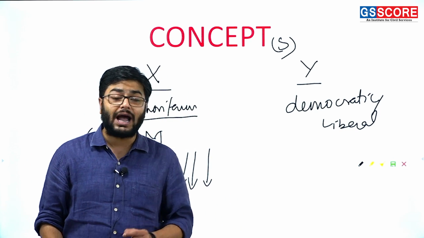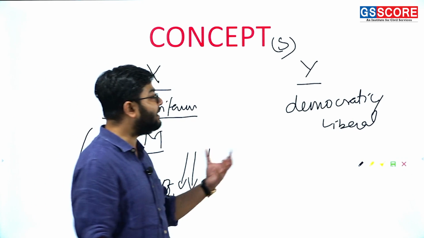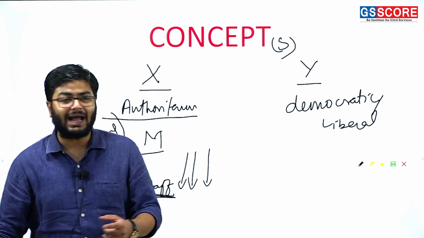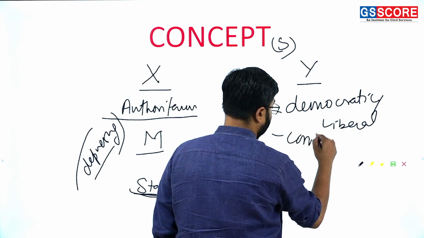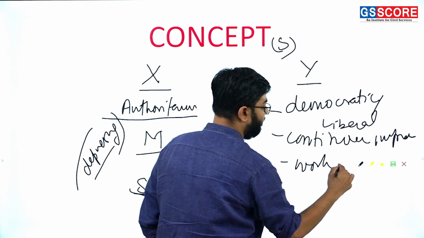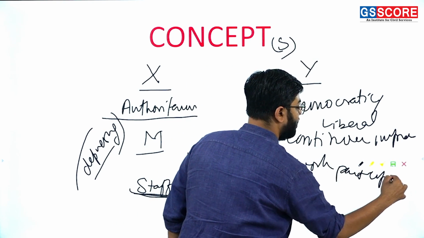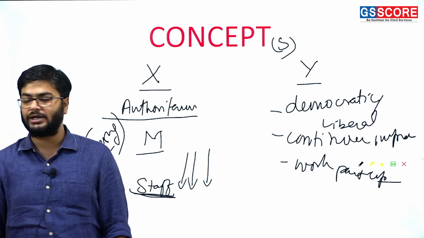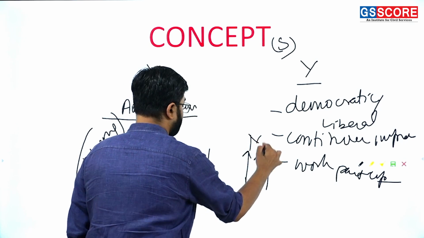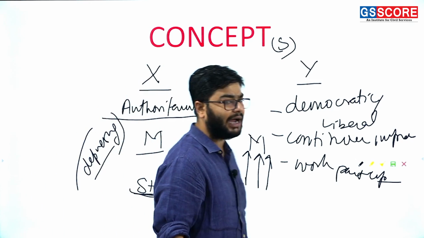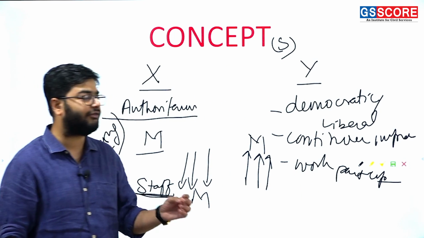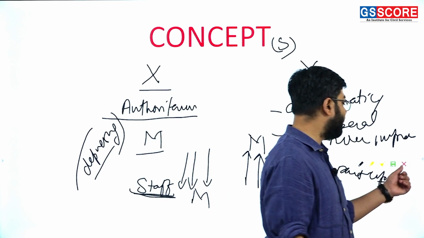Whereas if you look at Theory Y, it is far more democratic, far more liberal, and a continuous improvement happens through worker participation. So in this particular context, there are more chances of motivation to remain high. And that is the crux of McGregor's theory.